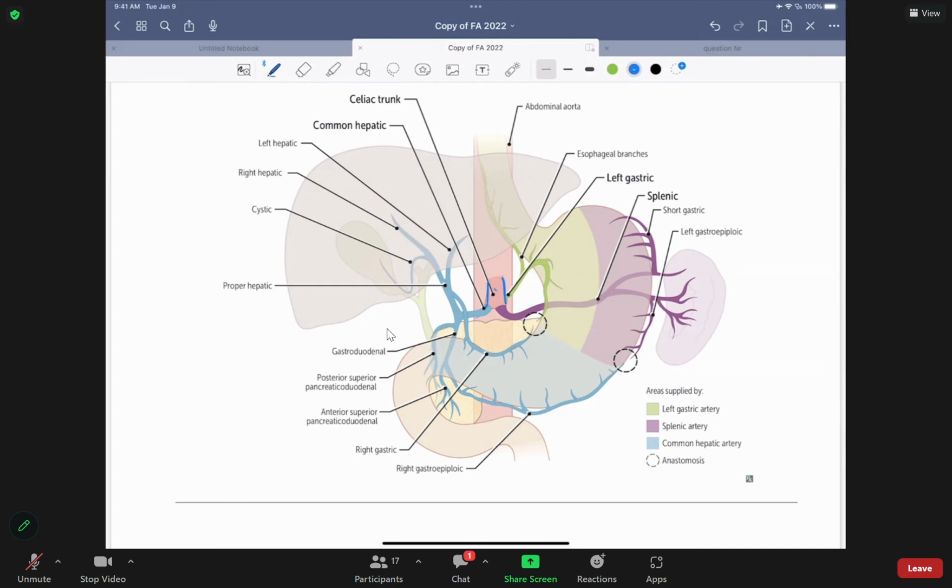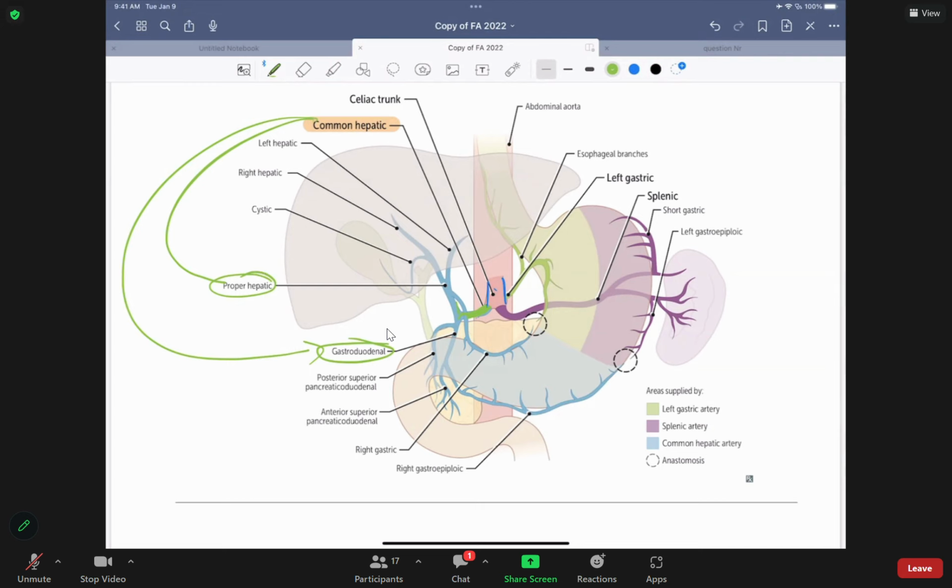So the first thing that we need to learn, common hepatic artery. Now you see that? That's your common hepatic artery. Let me color that a little bit. That's your common hepatic artery. The common hepatic artery comes and divides into proper hepatic and gastroduodenal. So I'm just going to connect like that. Okay. So the common hepatic artery divides into the proper hepatic and gastroduodenal artery.